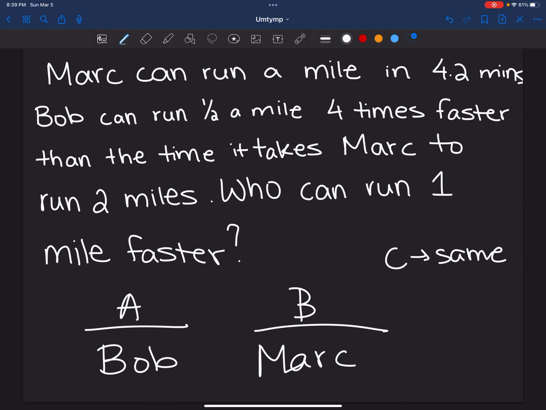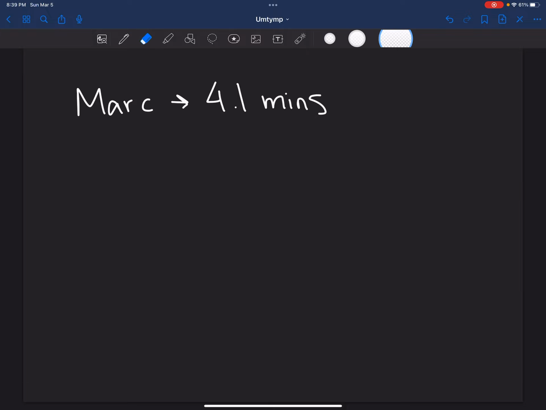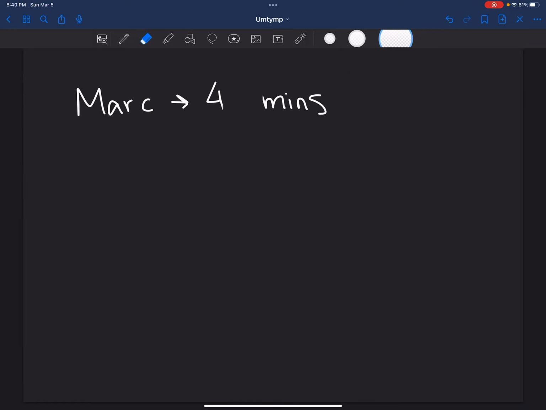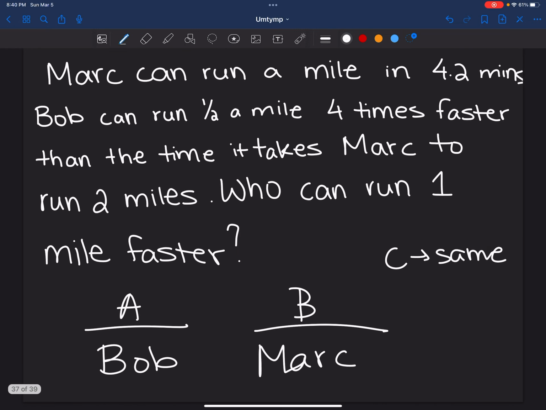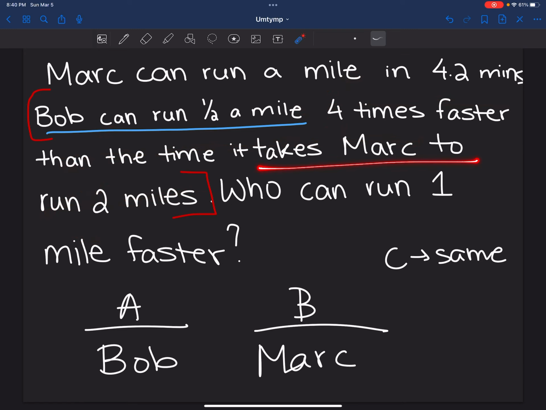Okay, so this is actually relatively simple. Let's put this on a different slide. Mark can run a mile in 4.2 minutes, and Bob can run half a mile 4 times faster than, and so on. If you see a big phrase like this, we always want to understand that our answer is going to be at the beginning of the sentence. So Bob can run half a mile, that is the thing we want to find: how long it takes Bob to run half a mile. The best way to approach these sorts of phrases is by working backwards, all the way back to our answer. So how long does it take Mark to run 2 miles?